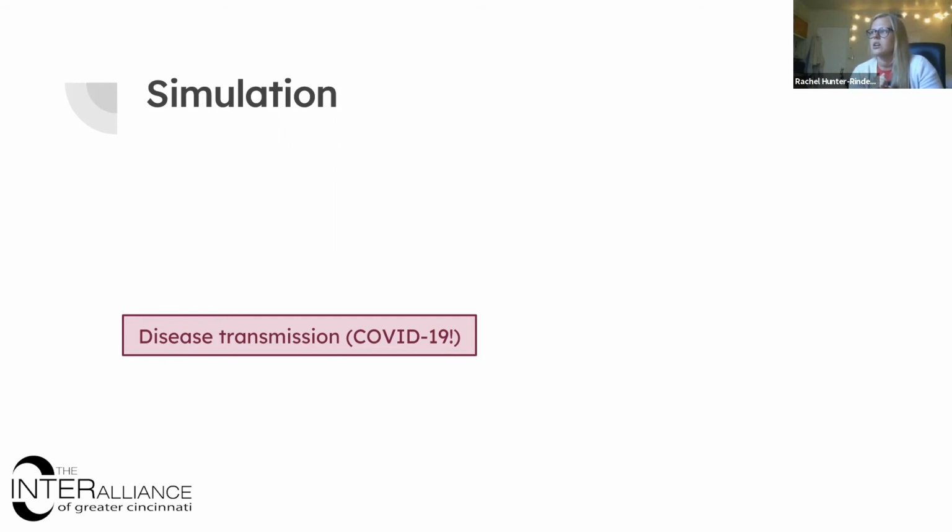So disease transmission is a very common application of simulation, and hopefully is getting a little bit more attention in these times of trying to make quick decisions. As far as policies moving forward, that's all simulation.